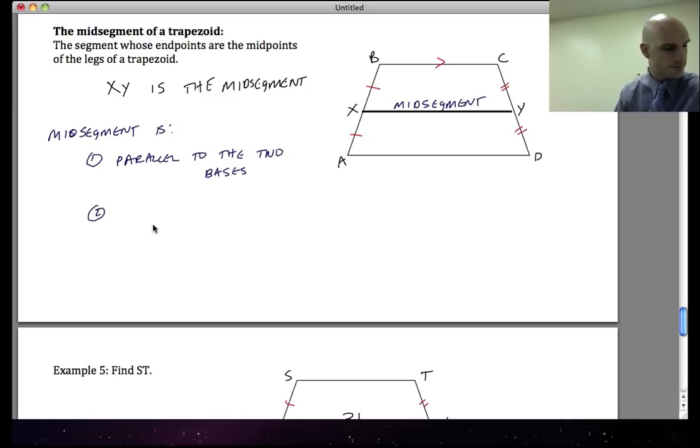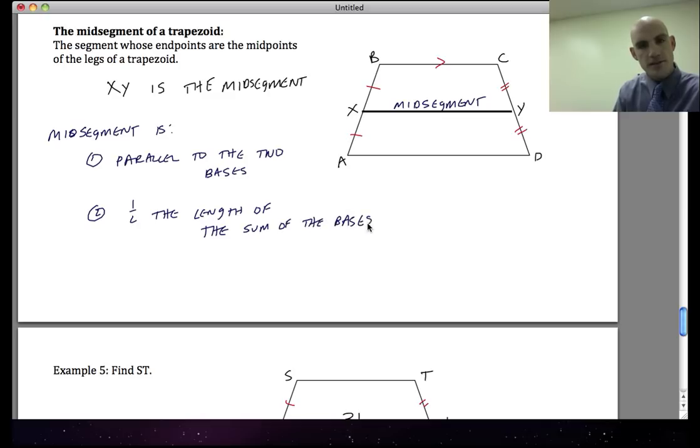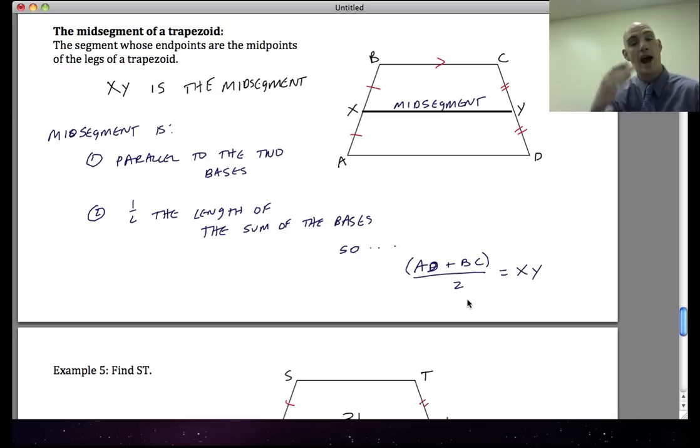It is also 1/2 the length of the sum of the bases. So AD plus BC over 2 is equal to XY. So we add the two bases, divide by 2 to get the mid-segment.